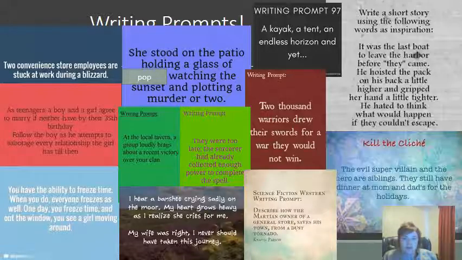Here are some writing prompts, if you're having trouble coming up with a topic, a plot, or some characters for a short story. For instance, a kayak, a tent, and an endless horizon.